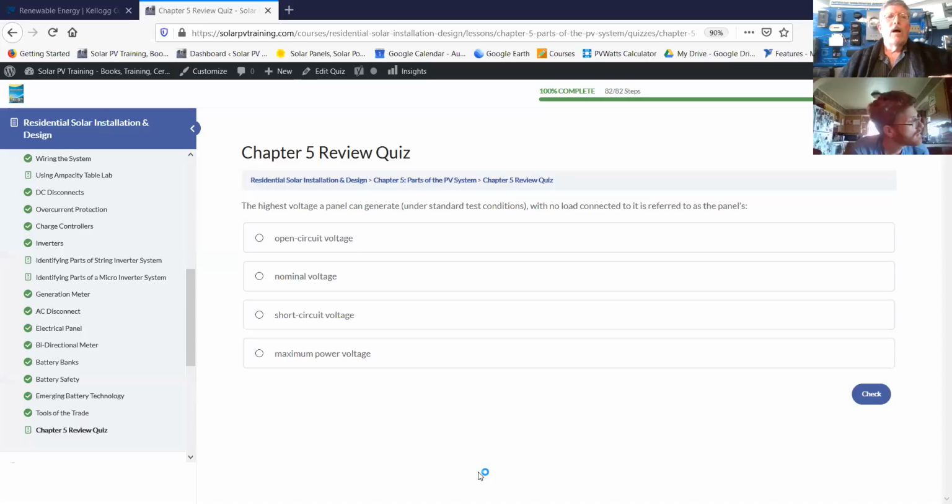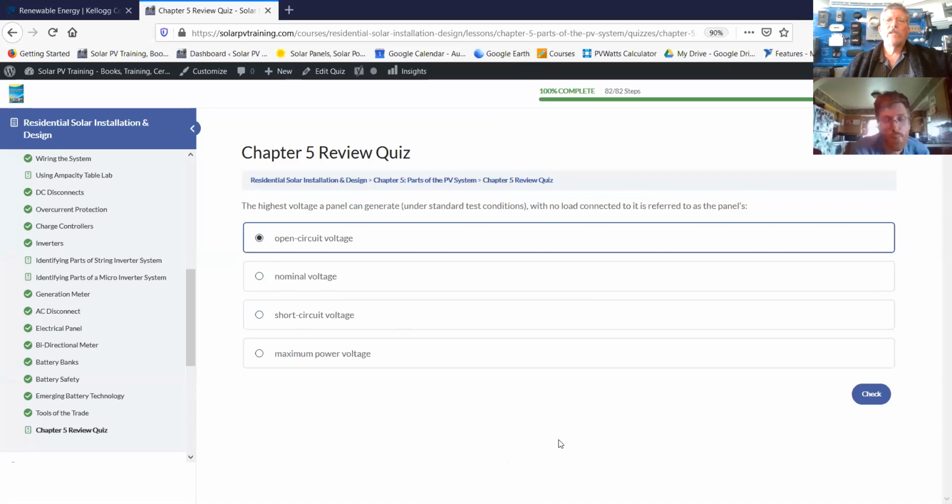Okie doke. All right, so the highest voltage a panel can generate under standard test conditions with no load connected to it is referred to as? Open circuit. Yeah, the open circuit voltage.